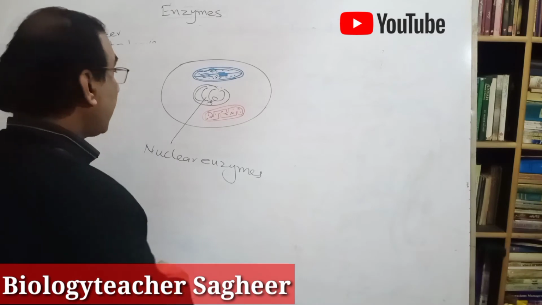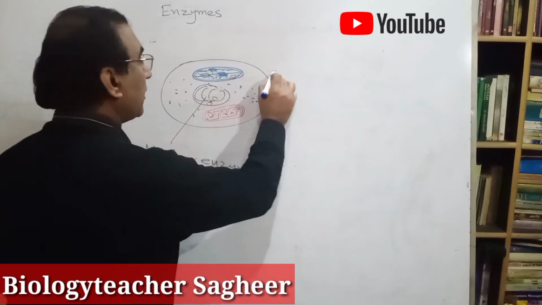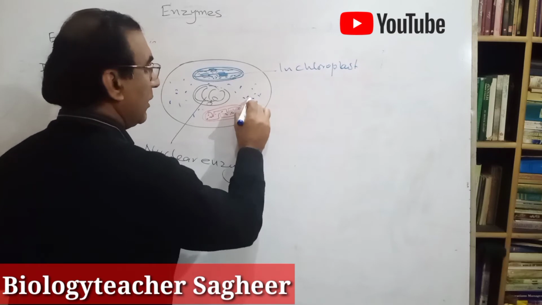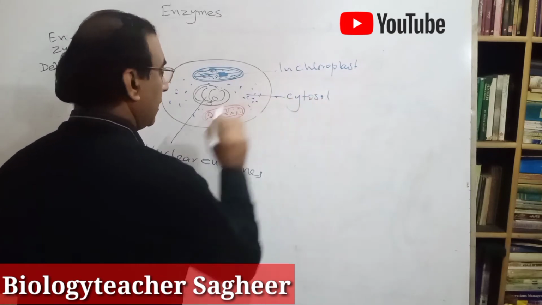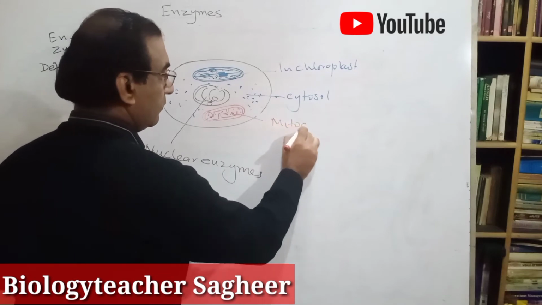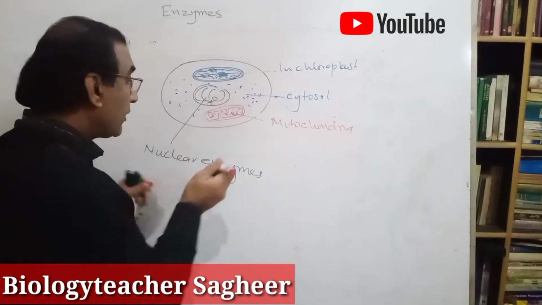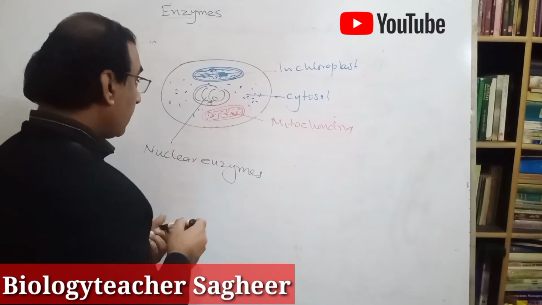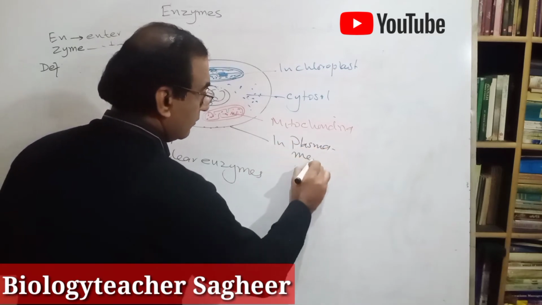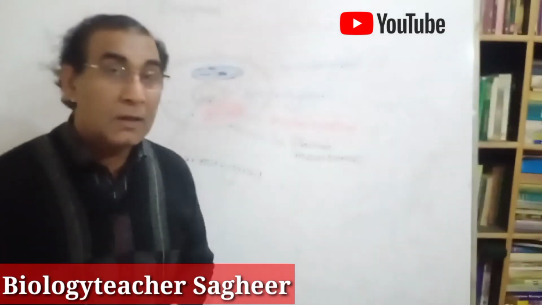Yet there are the others which are found here in the cytoplasm, in the cytosol. So they could be in chloroplast, in cytosol, in mitochondria. There are also certain enzymes which are found along the plasma membrane. Clear? So this is how you can know the occurrence of the enzymes.